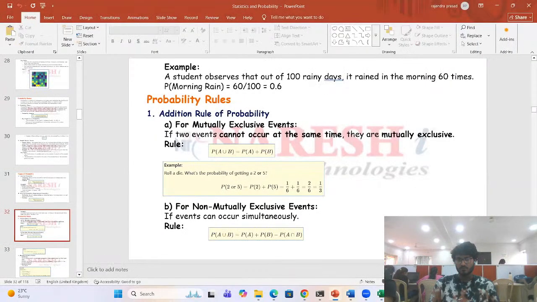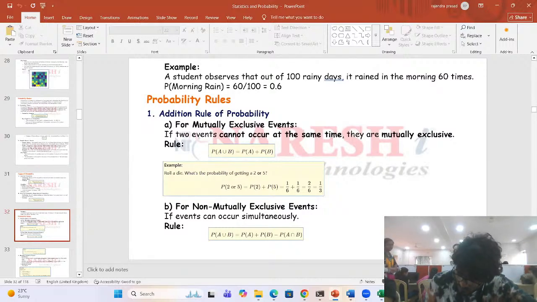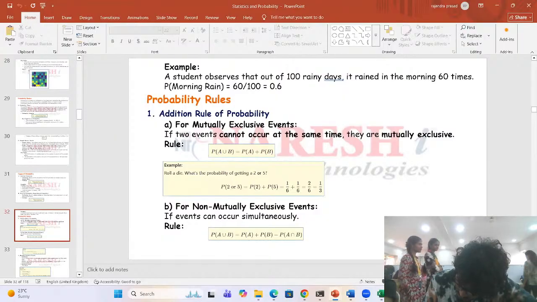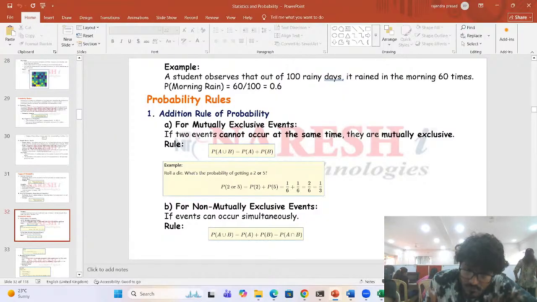Then what about non-mutually exclusive? Non-mutually exclusive means happening of one event is not excluding the happening of another event. Okay, in that case, you can use this. For example, if you are not coming to the college regularly, obviously you fail. Is coming or not coming to the college excluding whether you're going to pass or not? No, it is including. If you're not coming, it will include that you're going to fail.